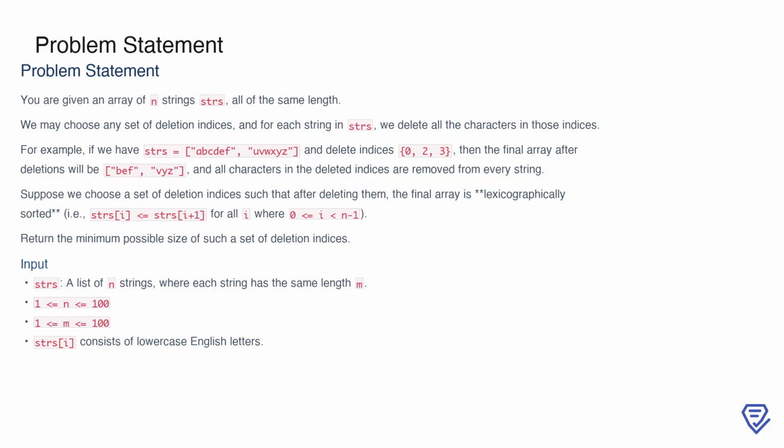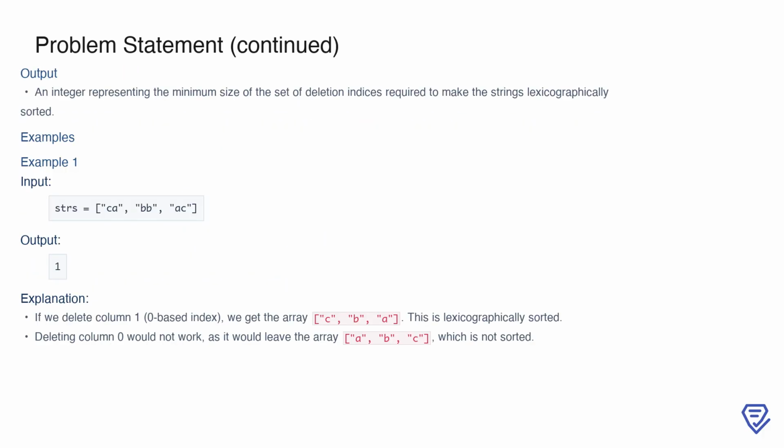The condition we need to satisfy is that the remaining strings must be in lexicographical order, meaning each string should be less than or equal to the next. The task is to figure out the smallest set of indices to delete in order to achieve this, and we return the size of that set as the output. The output of the problem is an integer, representing the minimum number of columns that need to be deleted to make the array lexicographically sorted.